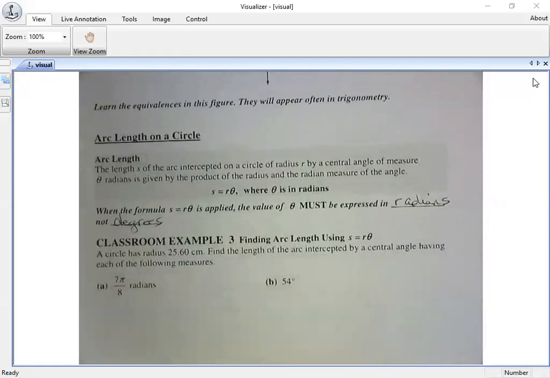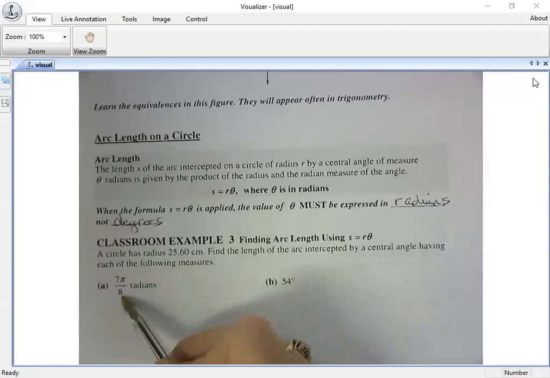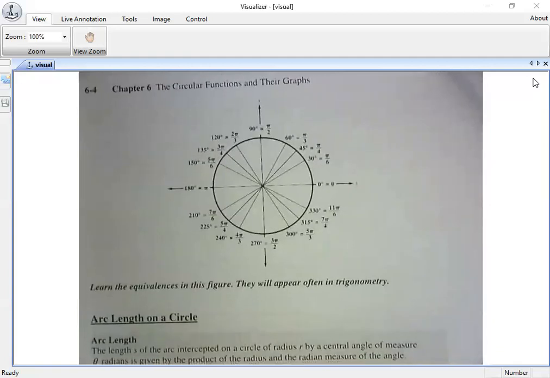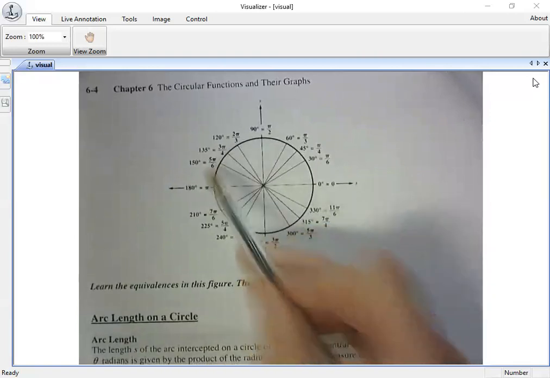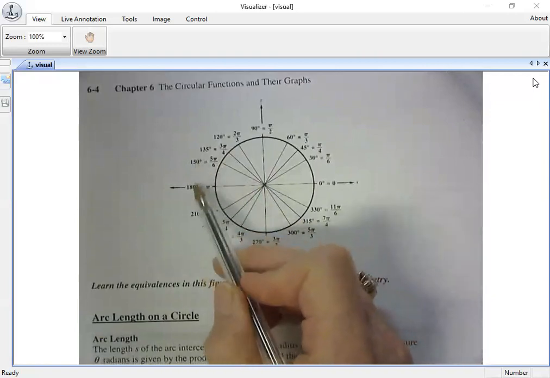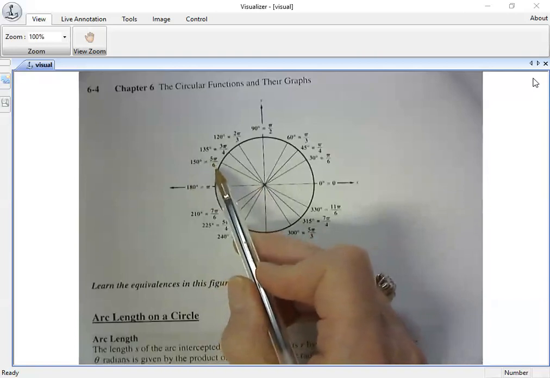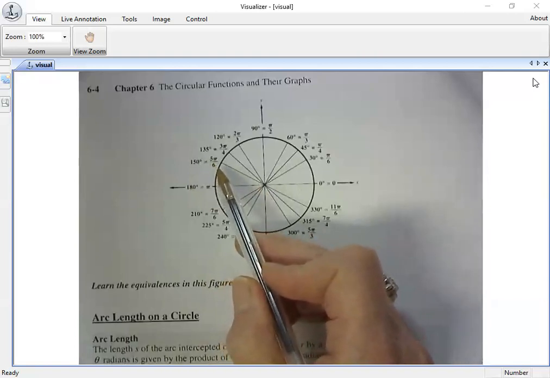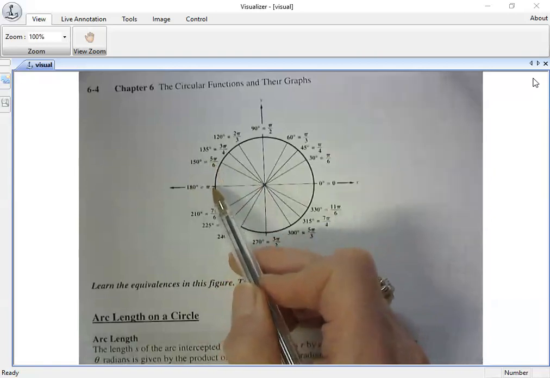Okay, a circle has a radius of 25.6 centimeters. We want to find the length of the arc intercepted by a central angle having each of the following measures. So if we have a central angle of 7 pi over 8 radians, can you tell me what would be the arc length that it cuts off of the circle? 7 pi over 8 is not one of our standard measures that we have up here, but I know it's got to be somewhere between here and here. Wouldn't you agree? Because 5 pi over 6 is not as large as 7 pi over 8, but neither one of them is quite a full pi.